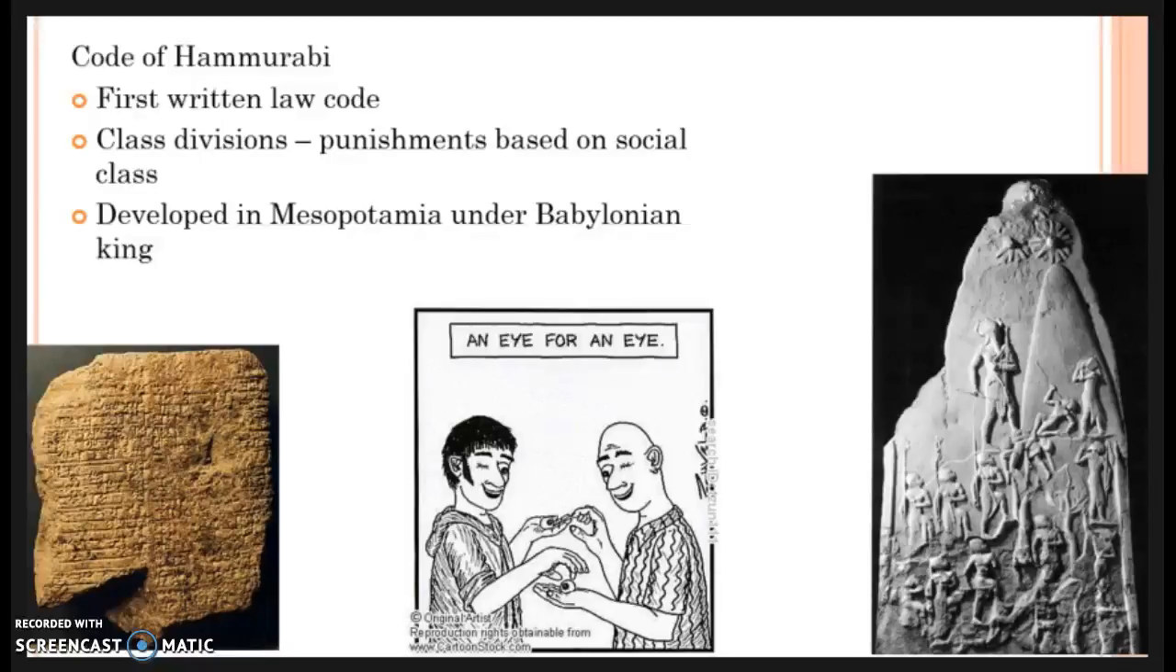Especially if it were a slave that struck another man, that slave would be put to death. Or if it was a man that struck a woman, that man would have to pay a kind of fine to the woman's father. If it were a lower class man who in some way wronged an upper class man, that lower class man would be punished far worse than if an upper class man had in some way done wrong to a lower class man.